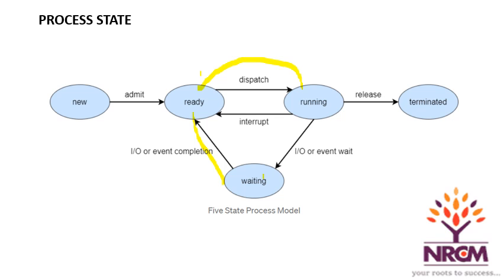And finally, the terminated state. Once the process execution is finished, the program execution is completed, then it will enter the terminated state. Here, the process or the program is removed from the main memory and put back into the secondary memory. This is the terminated state.